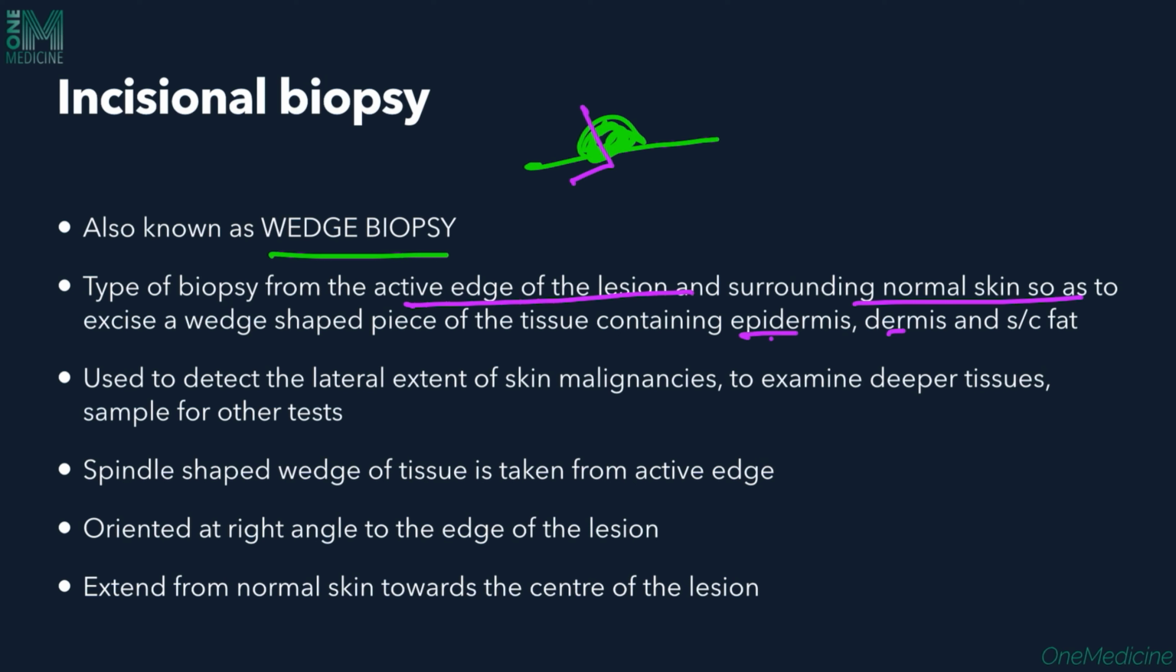Okay, it can involve dermis, epidermis and subcutaneous fat. It is usually done to detect the lateral extent and also the deeper extent. Both the lateral extent and the deeper extent of the lesion can be known by this. Spindle-shaped active edge is taken and extend from the normal skin towards the center of the lesion.